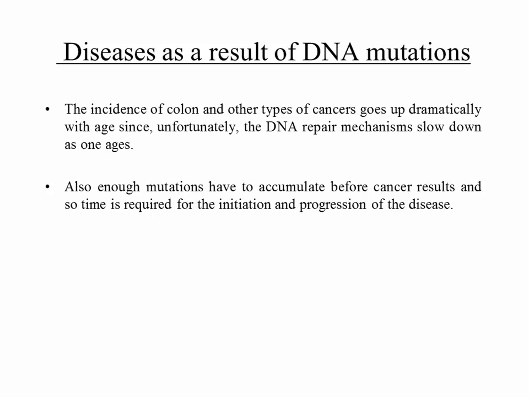And also enough mutations have to accumulate before cancer results, and so time is required for the initiation and progression of the disease. Because before cancer can happen, a cell would have to acquire maybe 5 or 6 independent mutations, because there are lots of different checks and balances. A cancer cell is like a rogue cell. The other cells will try to kill it, but then it can become deaf to those signals and then take over. But the DNA mutations do play a component. Even for breast cancer, there's a particular gene called BRCA1, BRCA2. If somebody has those genes mutated, the risk of getting breast cancer is much, much higher.